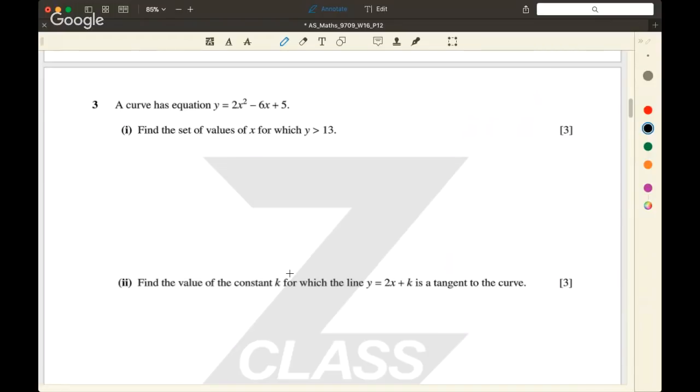Okay, question 3. We have a curve with this equation, and we want to know the set of values of x for which y is greater than 13. So what does it mean for y to be greater than 13? Well, this is equal to y, right? So we have the inequality 2x squared minus 6x plus 5 is greater than 13. Then we rearrange, and we get that 2x squared minus 6x minus 8 is greater than 0.